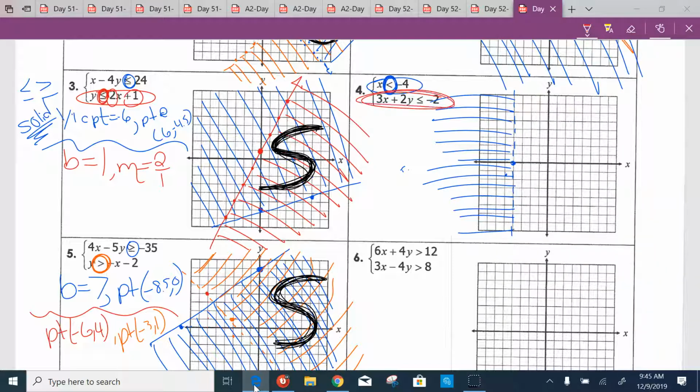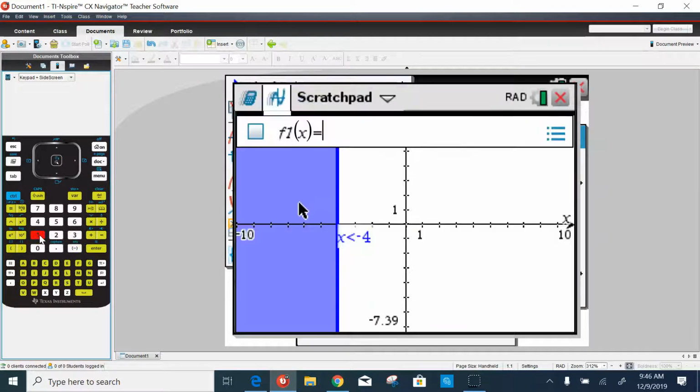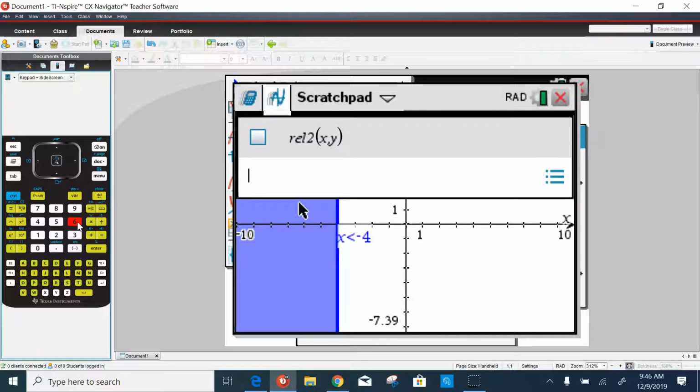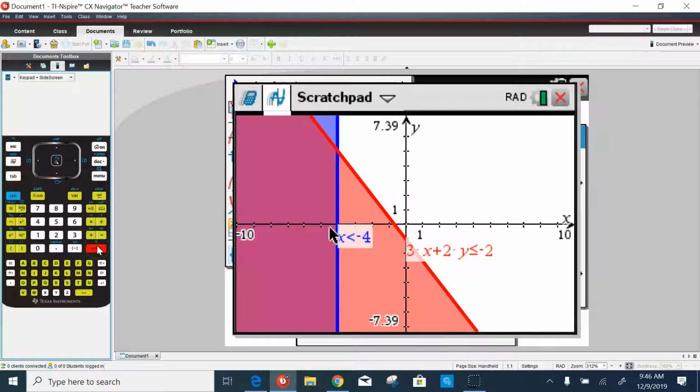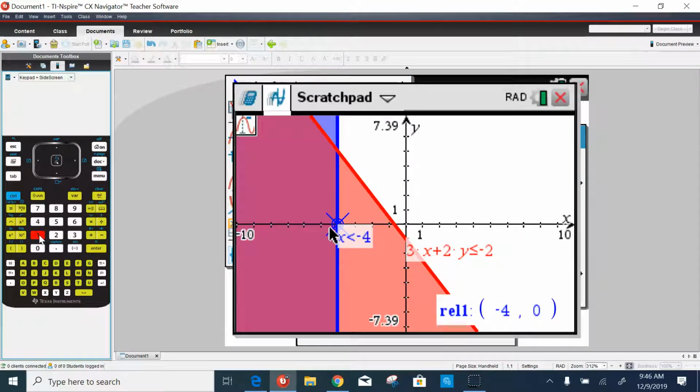All right, now let's work on my second one. It is in standard form. 3x plus 2y is less than or equal to negative 2. So I'll go ahead and menu 3, 1 to add a new graph. Delete that out. Graph as a relation. 3x plus 2y is less than or equal to negative 2. Enter. Now I need some points. Menu 5, 1. I don't want a blue point. It says relation 1 in blue. I don't want the blue points, so I'll up or down arrow.